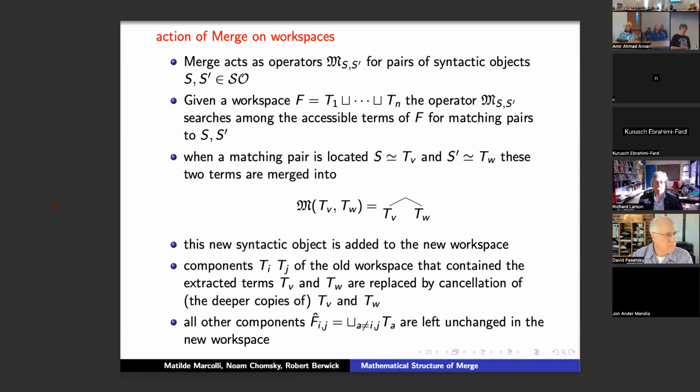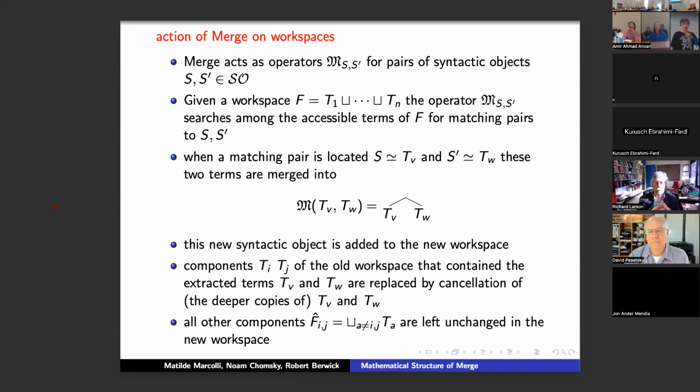First of all, you think of merge as a family of operations labeled by a choice of two syntactic objects. So, as S and S prime are two syntactic objects, you have an M_{S,S'} for any choice of two syntactic objects. And you take an input workspace. Your input workspace is a forest that has several tree components. Each tree is a syntactic object, so it's your collection of syntactic objects. And what does this merge operation do?